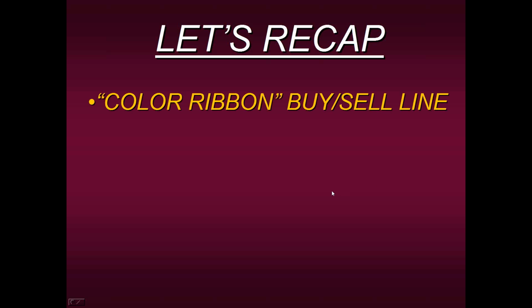Remember, add the color ribbon buy-sell line. The buy-sell line is simply the 50-period simple moving average, okay? But we have different ways in which to view it to make it simple for you, so you don't have to clog up your screen. On our platform, the simplest way is to apply the color ribbon, all right?